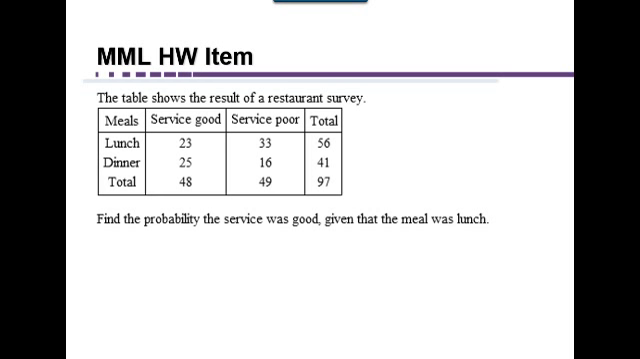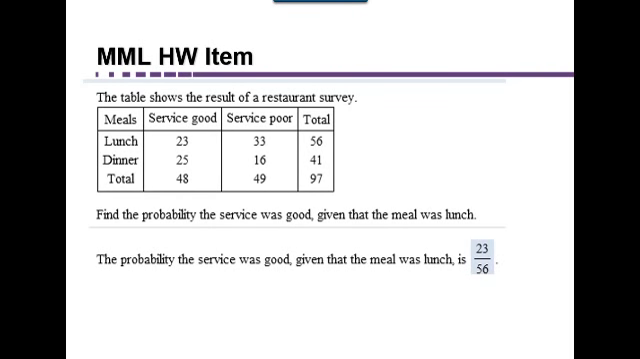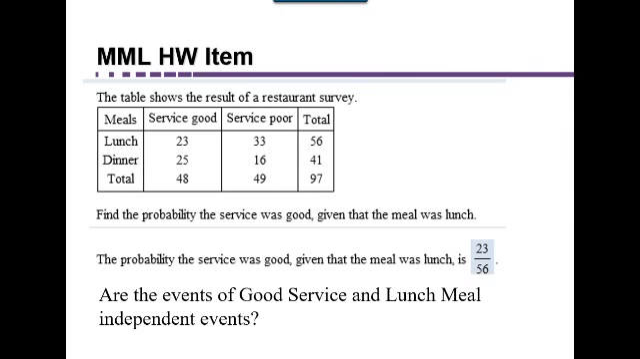All right, let's go back to the lunch example. So in this example, again, we have this table that tells us the results of a survey. This time we're asked to find the probability that service was good. Oh wait, we already did this one, didn't we? Why do I want to do this one? Oh, okay. We found the probability that service was good given that the meal was lunch. And now let's ask ourselves, are the events of good service and a lunch meal independent events?